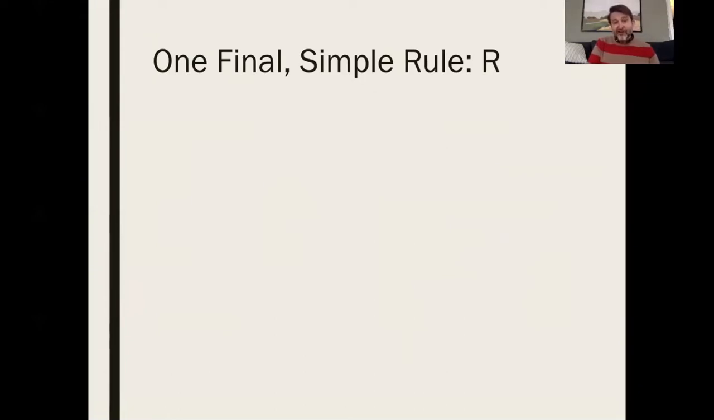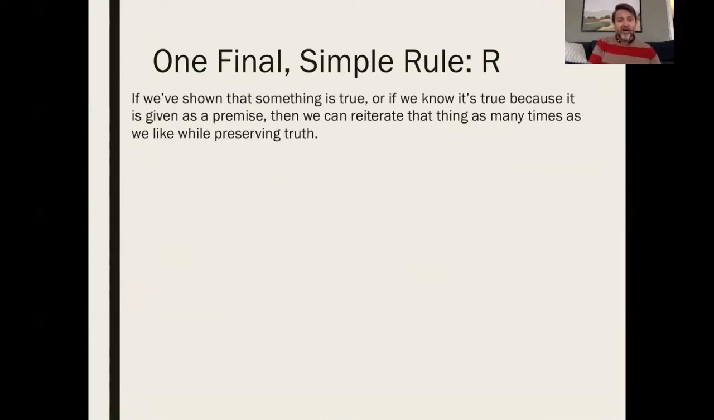There's one final simple rule though that we might use in our proofs, and that is the rule we'll call R. So if we've shown that something is true, or if we know it's true because it is given as a premise, so we know our premises are true, or if we derive something from those premises, we know it's true because our rules are truth preserving, then we can reiterate that thing as many times as we like while preserving truth within our proof.